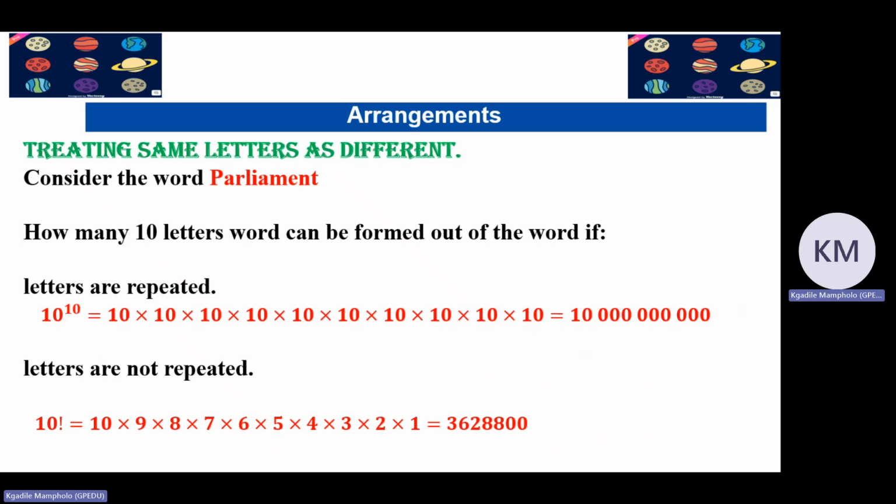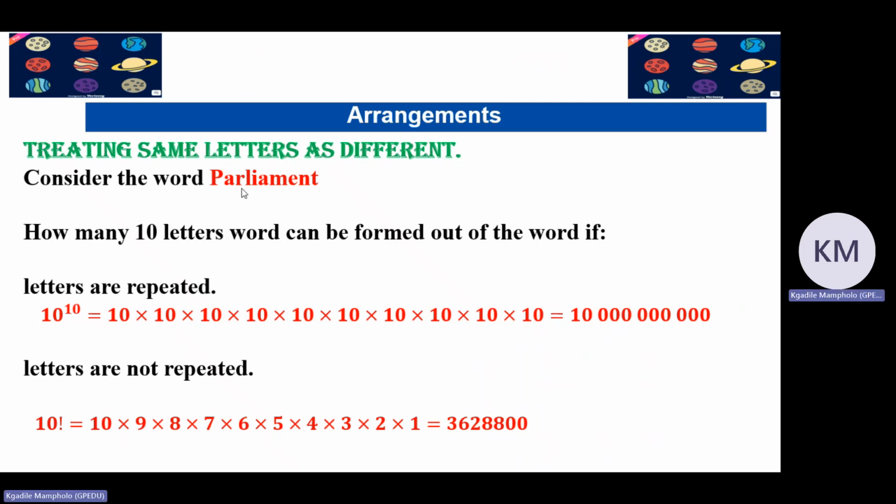How many 10-letter words can be formed out of the word parliament if letters are repeated? It will be 10 to the power 10, which is 10 billion. It means 10 billion words can be formed. What does this mean? Because repetition here is allowed.